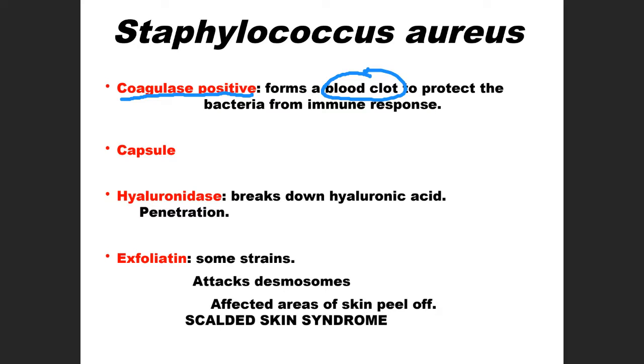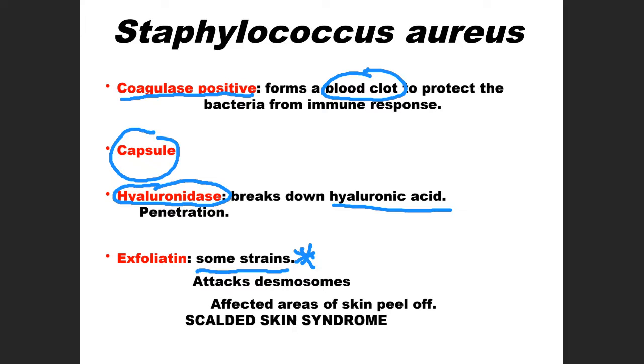Most strains of Staph aureus have a capsule, which also protects against phagocytosis. Many strains of Staph aureus produce this enzyme called hyaluronidase, which breaks down hyaluronic acid, and that can help the bacteria to spread through the tissues a lot quicker. And then some strains, not all, of Staph aureus produce this toxin called exfoliatin. Strains that produce exfoliatin can cause this disease called scalded skin syndrome. I'll talk about that in a minute.